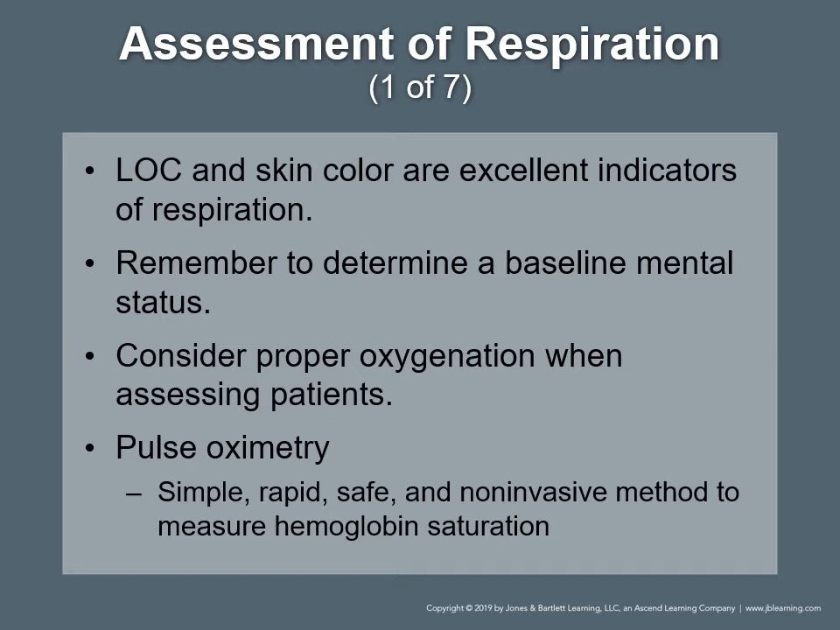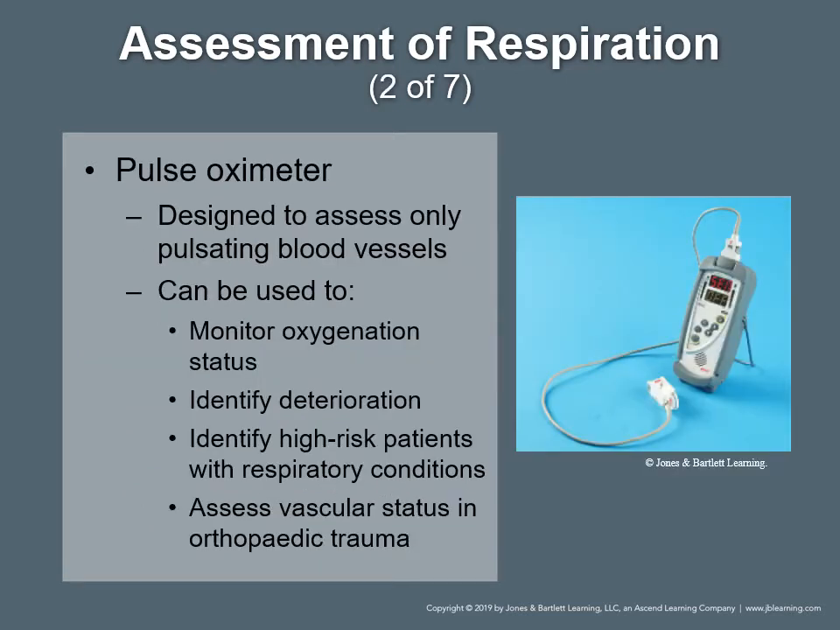Pulse oximetry. It is a simple, rapid, safe, and non-invasive method of measuring how well a person's hemoglobin is saturated. It is a routine vital sign that can be used as part of any patient assessment, and a pulse oximeter measures the percentage of hemoglobin in the arterial blood that is saturated with oxygen. To ensure that the instrument is measuring arterial and not venous oxygen saturation, SpO2, pulse oximeters are designed to assess only pulsating blood vessels. The functionality can be checked by comparing the pulse reading with the measurement obtained by palpation.